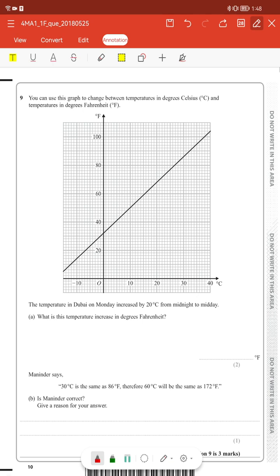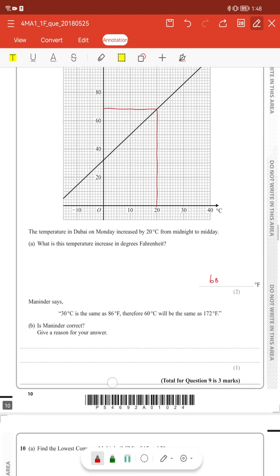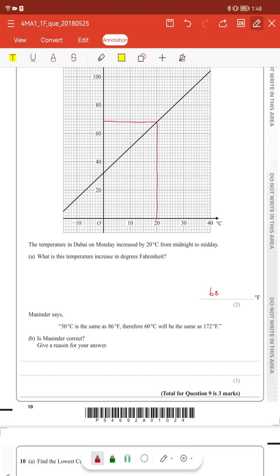The temperature in Dubai on Monday was increased by 20 degrees from midnight to midday. So we want to go to 20 degrees, and you want to go all the way up till you get to this point and come across. So that is the same as a 68° Fahrenheit increase. Maninder says 30 degrees is the same as 86 degrees Fahrenheit, and therefore 60 will be the same as 172. Is he correct?